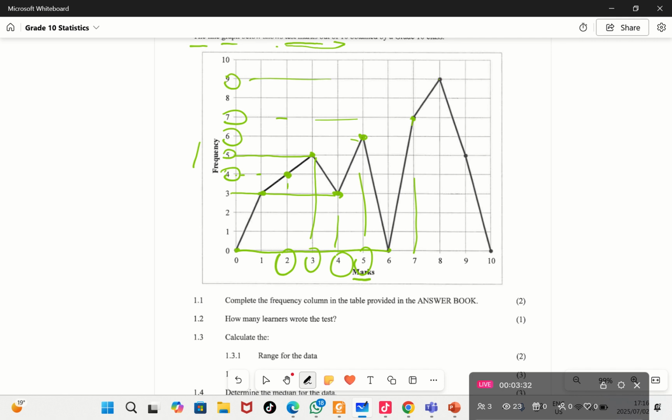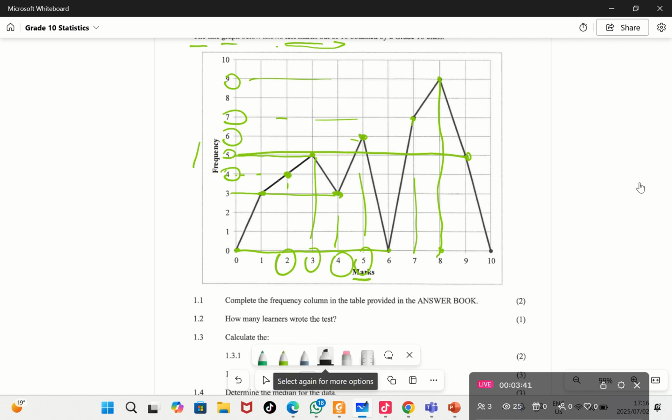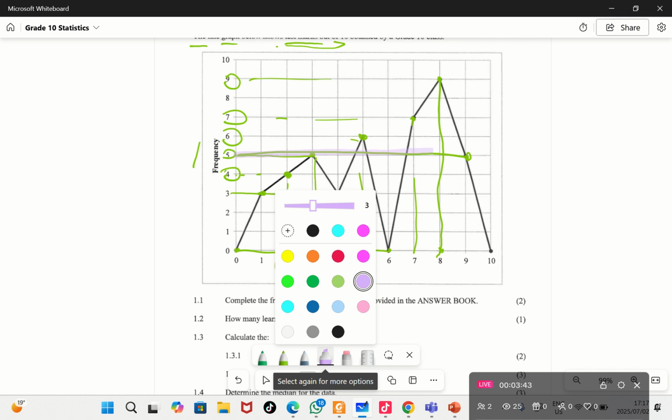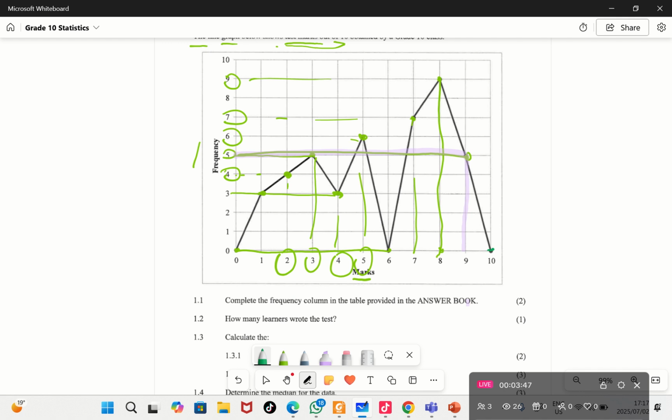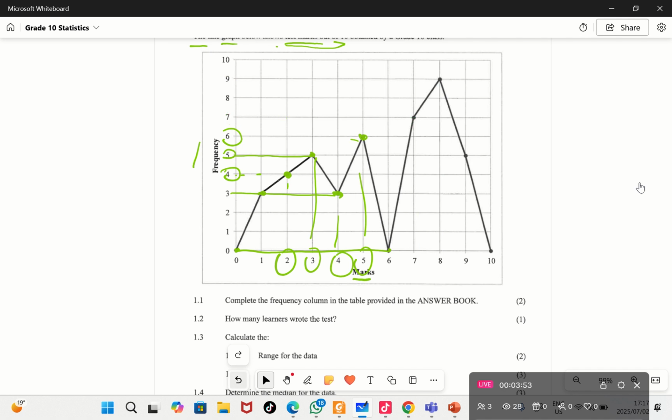9 people got a mark of 8. So 9 people got 8 out of 10. Then 5 people got a mark of 9 out of 10. And then who got a total in class? Or how many people got total in class? Nobody. So it's 0. Do you all fully understand this line graph?